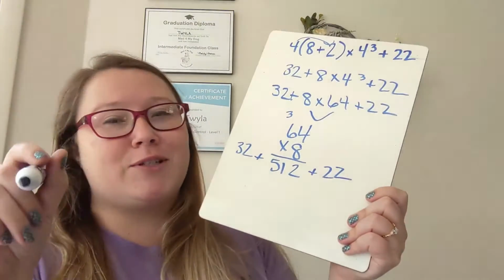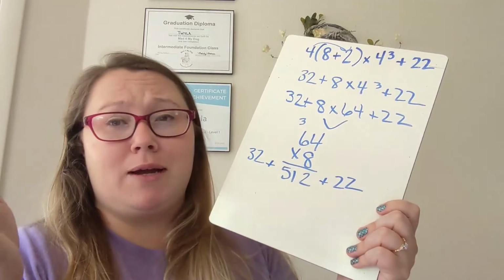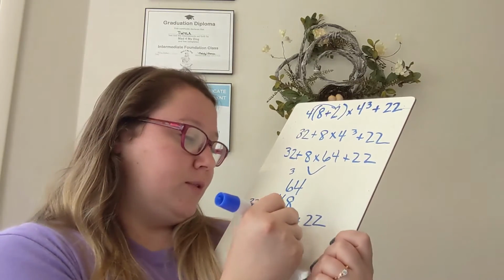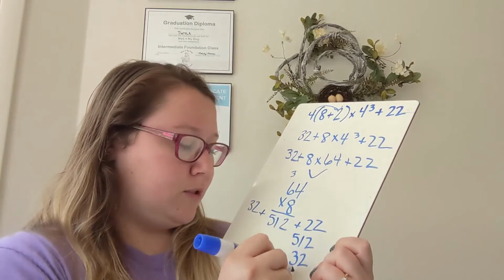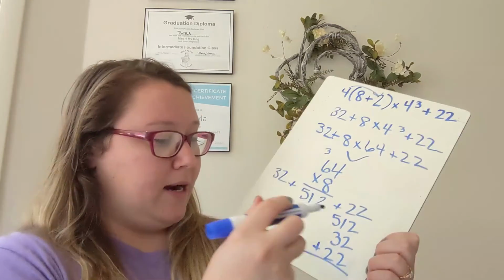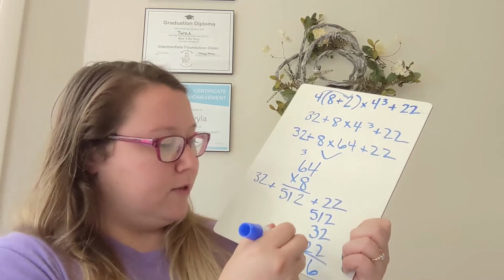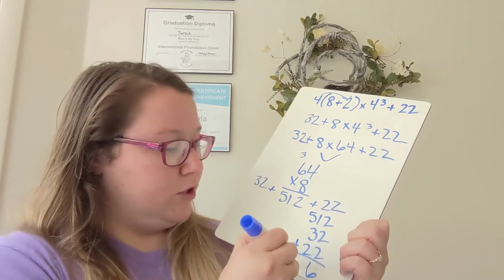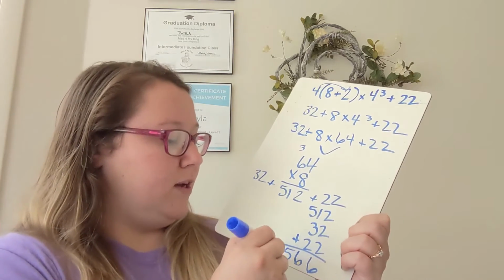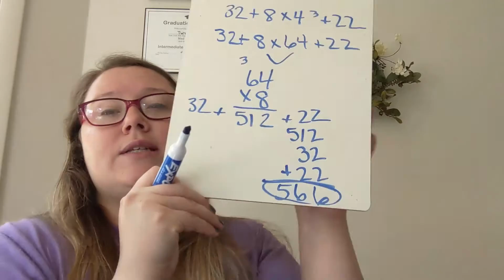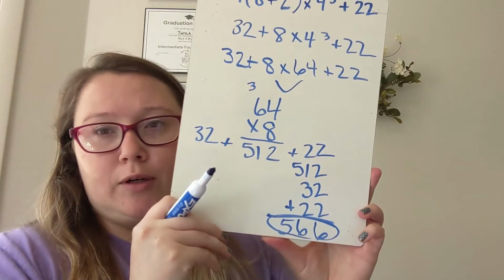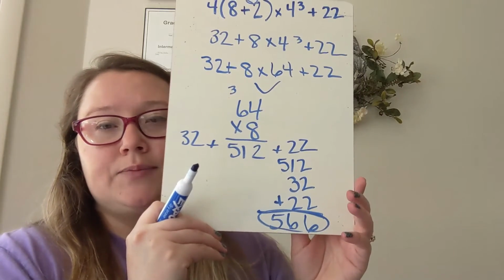If you're anything like me, you like your addition to go up and down instead of side to side. So I'm just going to rewrite these, and it's addition. I can rewrite them in any order I want, whatever's most convenient. So let me just write this going like this, plus 32 plus 22. All right, I've got 2 plus 2 plus 2, which is 6. I've got 1 plus 3 plus 2, which is 6. And then I've got 5. So altogether, the answer is 566.